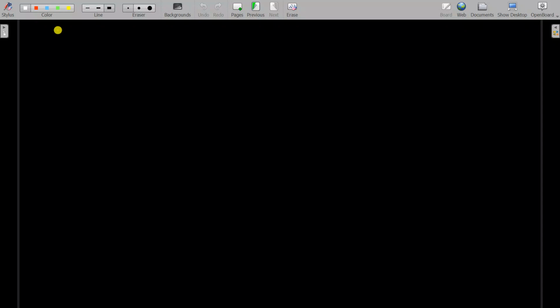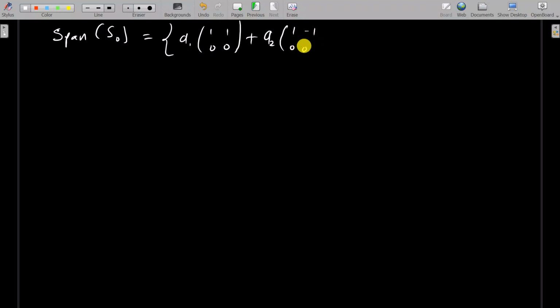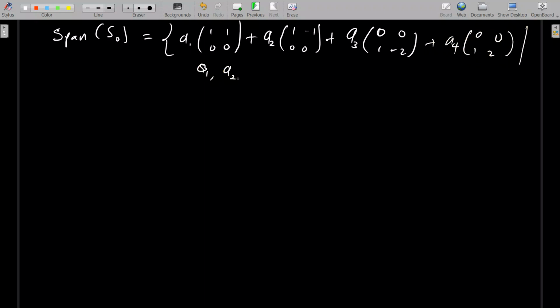Okay, so what I mean by the span is that the span of S0 is actually all possible linear combinations you can have. So a1 into the first vector, plus a2 into the second vector, a3 into 0 0 1 negative 2, and then plus a4 into the last one, 1 2, such that a1, a2, a3, and then a4 are from the field, so they are scalars, right?